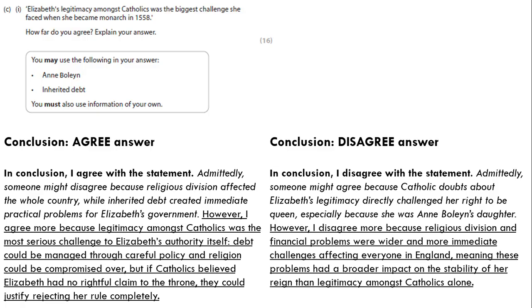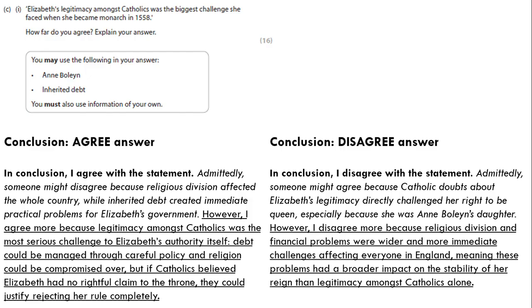Here we go, the disagree conclusion. So in conclusion, I disagree with the statement. Admittedly, someone might agree because Catholic doubts about Elizabeth's legitimacy directly challenged her right to be queen, especially because she was Anne Boleyn's daughter. However, I disagree more because religious division and financial problems were wider and more immediate challenges affecting everyone in England, meaning these problems had a broader impact on the stability of her reign than legitimacy amongst Catholics alone.